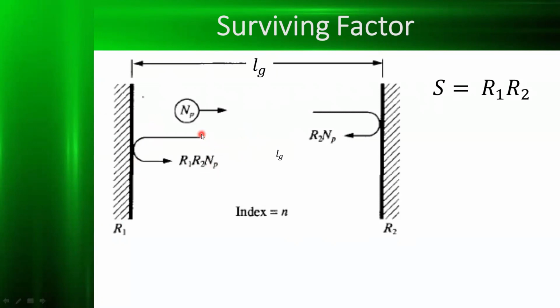So, after one round trip, when you start with NP photons, you will end with R1 times R2 times NP photons. Accordingly, we define the surviving factor as S equal R1 times R2. Now, we assume that this medium, the medium between the two mirrors with the length Lg, is neither a gaining medium nor an attenuating medium.